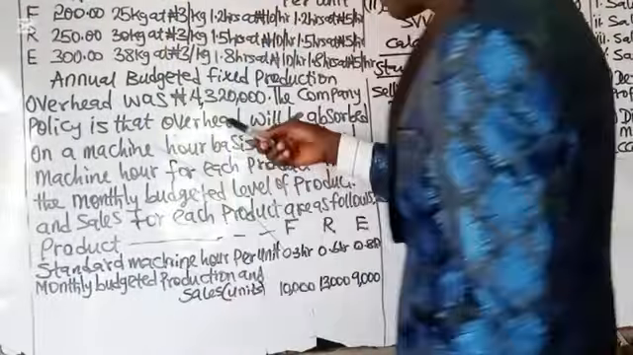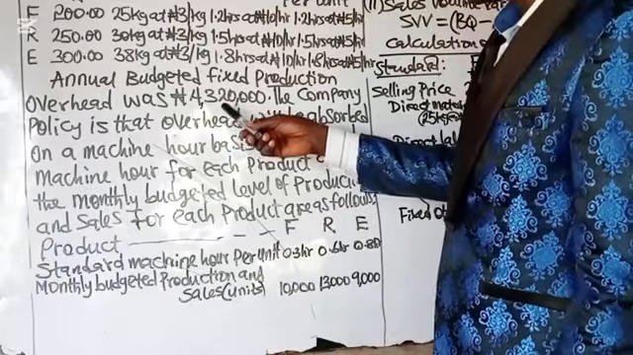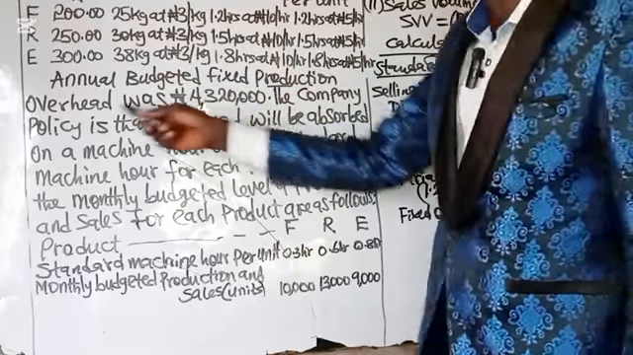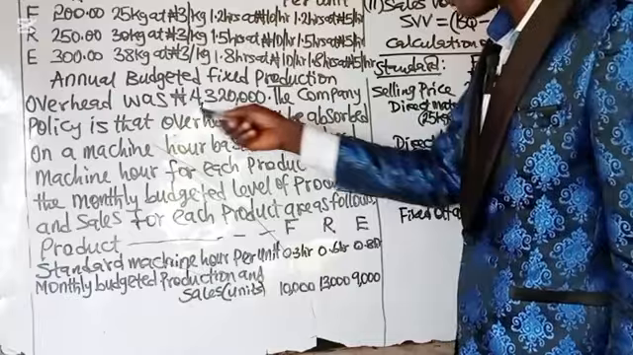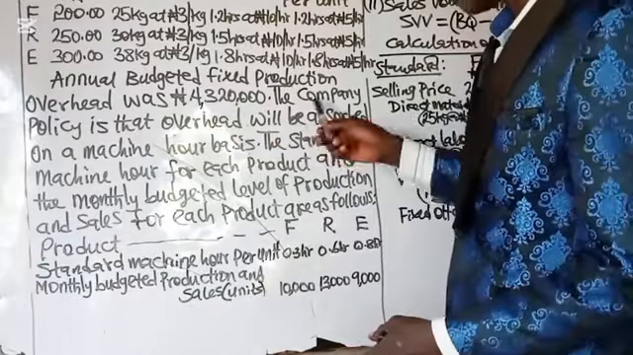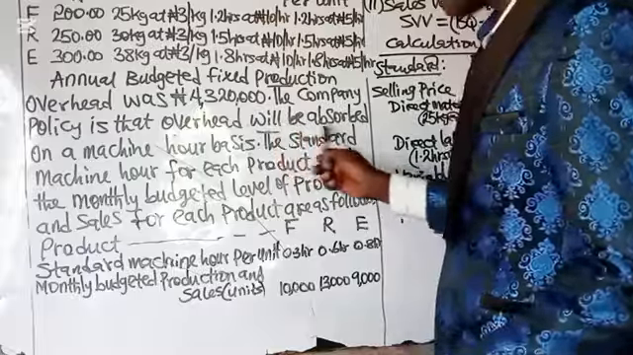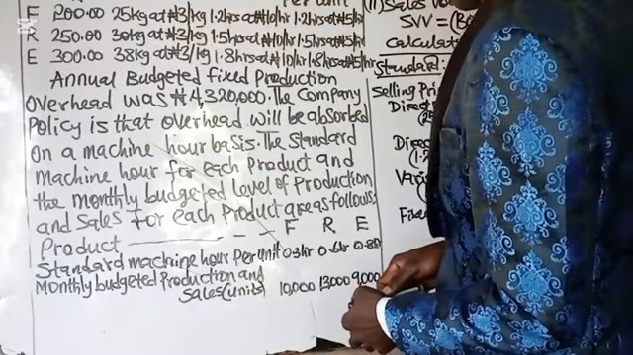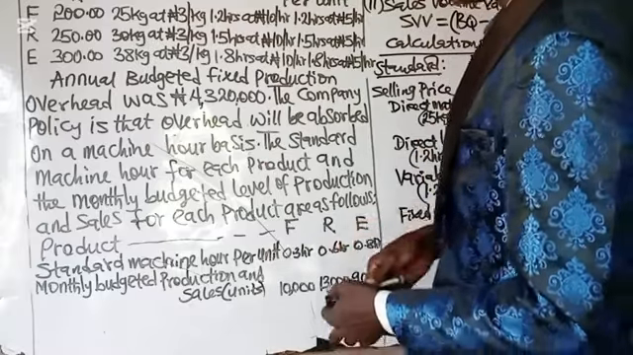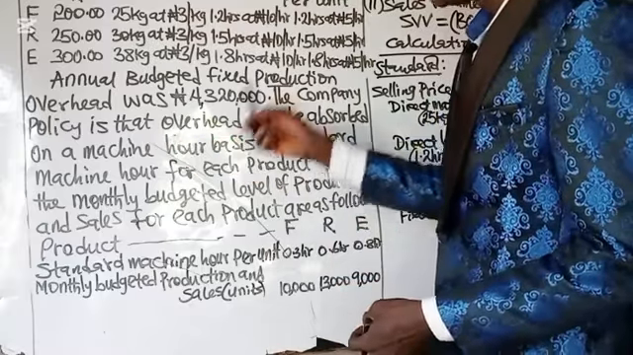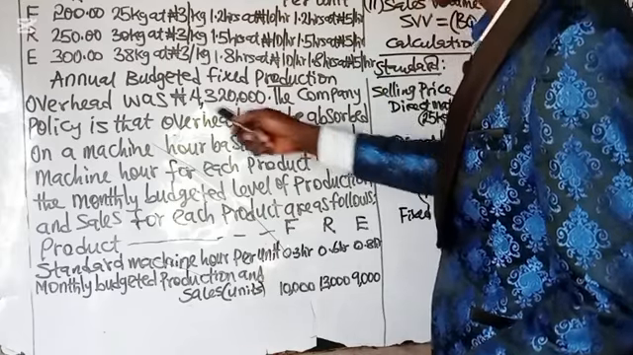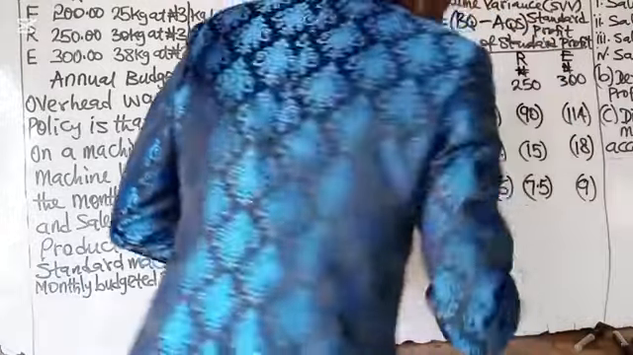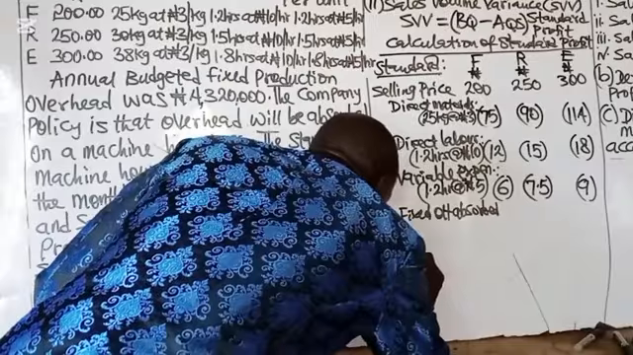Since we are given the total fixed overheads for the year, you were told annual budgeted fixed production overheads was 4,320,000. This is for a year. The company policy is that overhead will be absorbed on machine hour basis. Since machine hour basis is used for overheads, then the formula to use will be budgeted fixed overheads over budgeted machine hours.